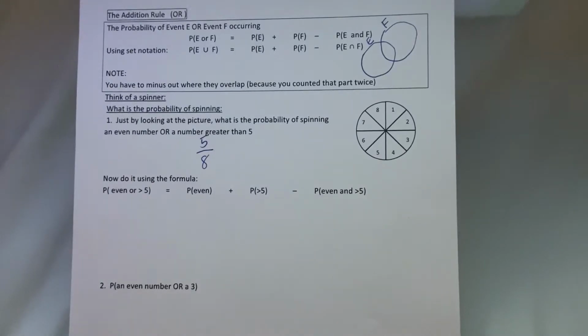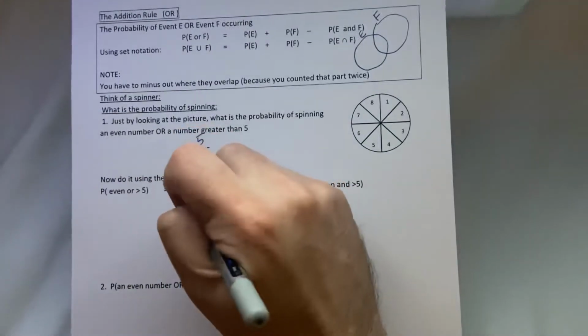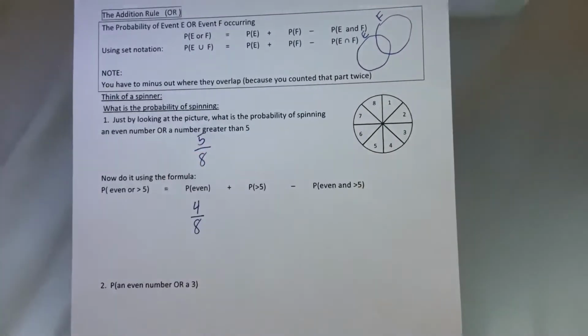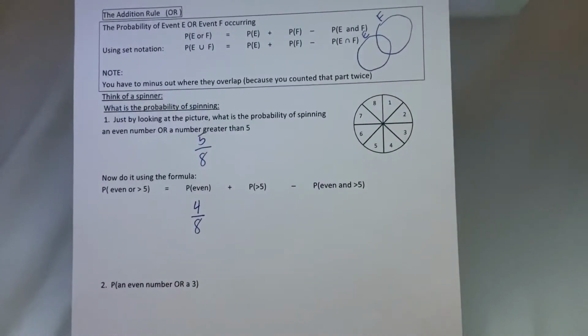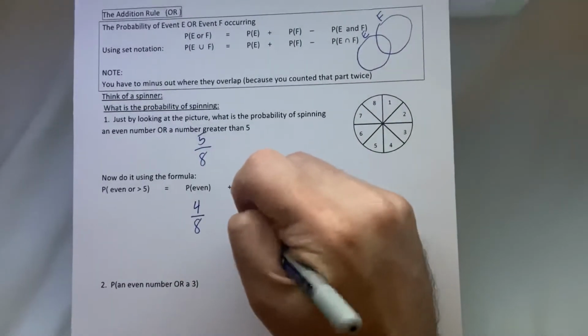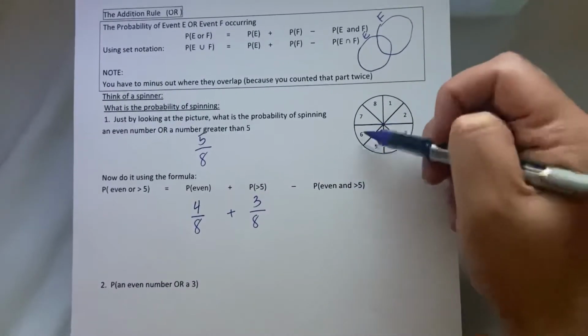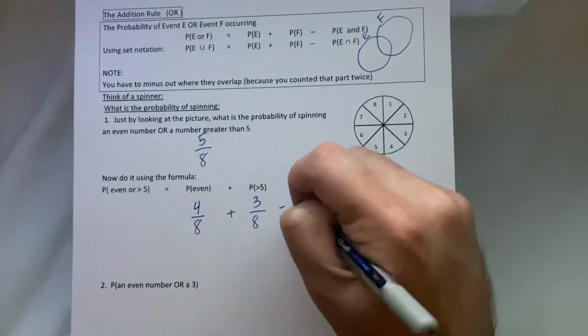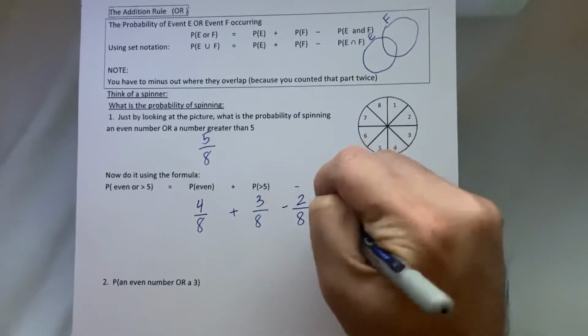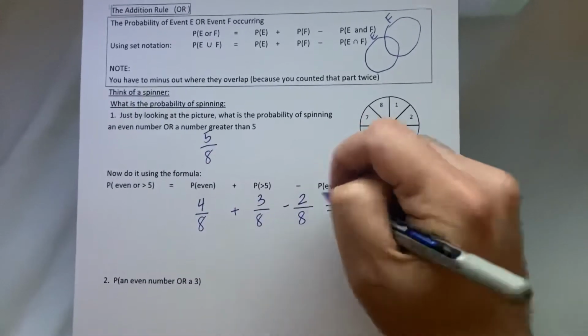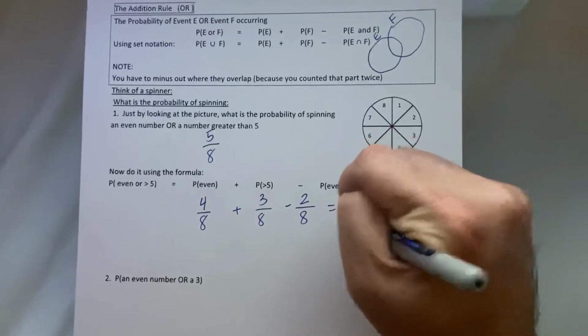Now let's do it using the formula. What are the chances that it's even? 4 out of 8. What are the chances that it's greater than 5? 3 out of 8. Now which numbers are even and bigger than 5? 6 and 8. So that would be 2 out of 8. 4 plus 3 minus 2 is 5 out of 8.